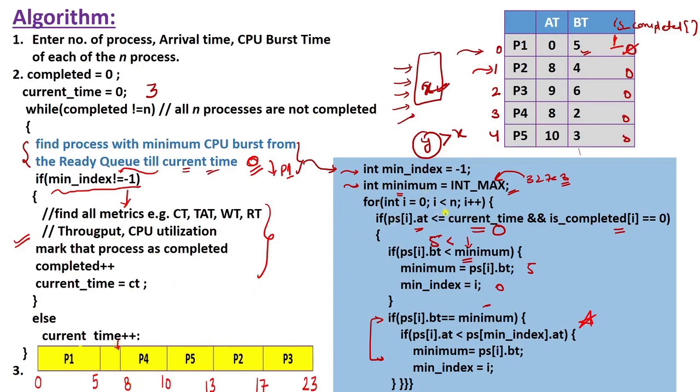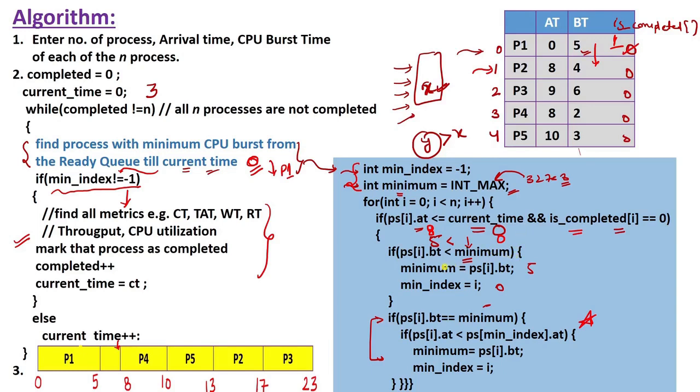Now if you come inside, again this will be initialized with -1 and int max. So I will start from the 0th process. The current time is 8 and is completed is 1 for this 0th process, so I will not come inside. Again I will come for i equal to 1. For this process, I'll see that your arrival time is 8 and 8 is equal to 8, and you are not completed, so I will come inside.